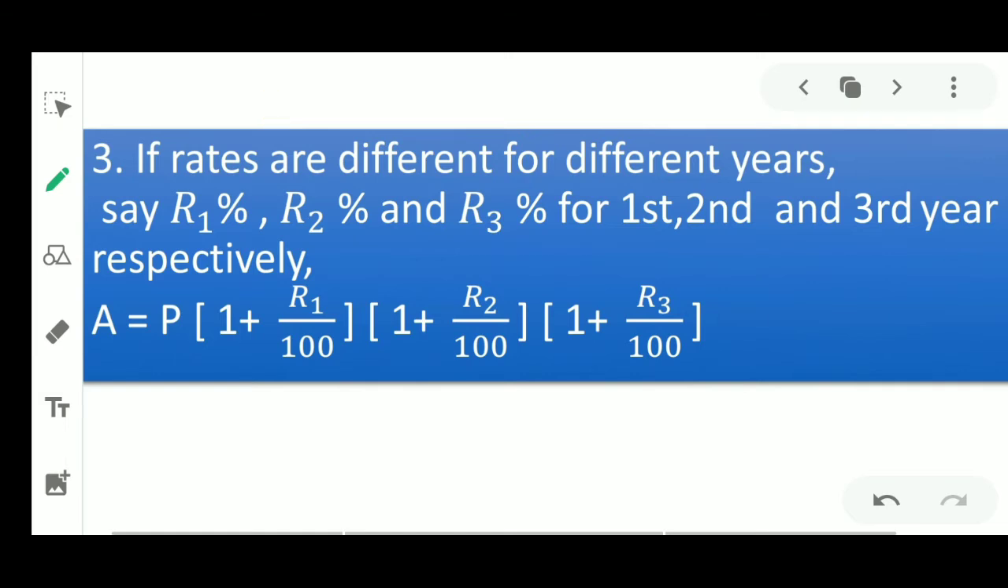The next formula is if the rates are different for different years, say R1%, R2% and R3% for the first, second and third year respectively. Here R1 is the rate percent for the first year, R2 is the rate percent for the second year, and R3 is the rate percent for the third year. In that case, the formula for amount will be P into (1 + R1/100) into (1 + R2/100) into (1 + R3/100). Now look at the example of this.